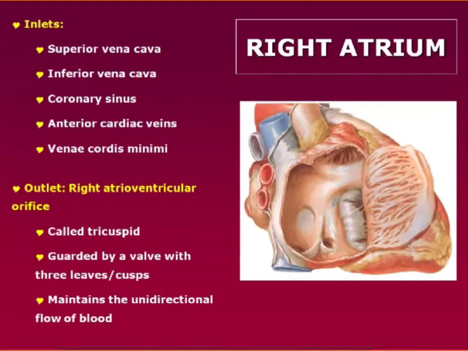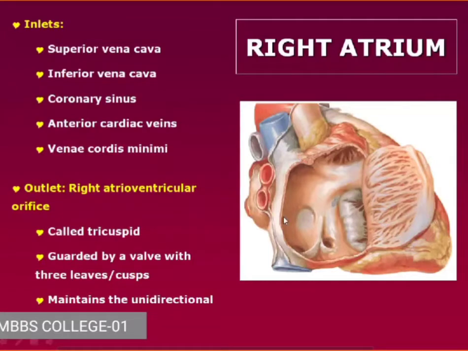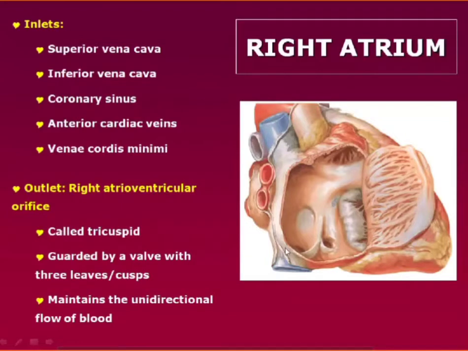Now we have to study the interior of the right atrium. You see here how the right atrium has been cut. They have cut along the sulcus terminalis, from the superior vena cava to the inferior vena cava, that is along the sulcus terminalis, and also along the upper part, which is the auricle of the right atrium.